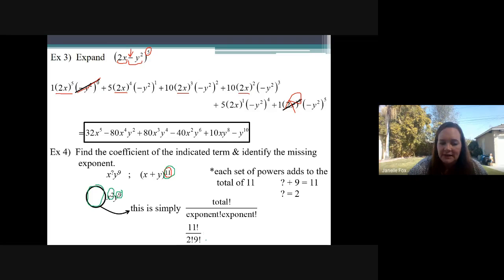You have to be really careful putting this in your calculator. Okay, guys? When you put it in your calculator, you're going to do 11 factorial divided by, and then you're going to make a parentheses, 2 factorial, 9 factorial, and then close the parentheses. Mrs. Fox, where is that factorial button? Remember, the factorial button's in that probability menu where we were doing the NCR, all right? And then it's totally right there.